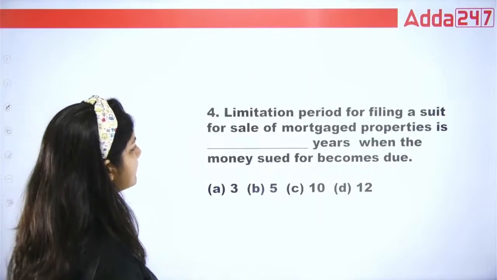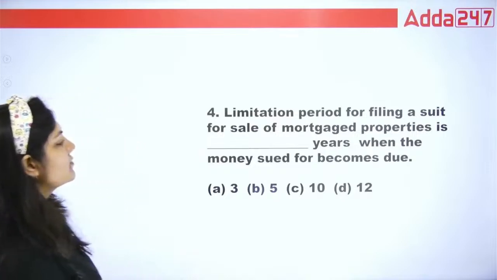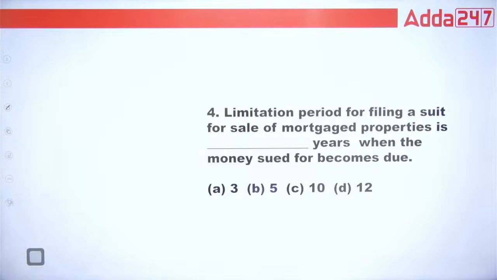Limitation period for filing a suit for sale of mortgaged property is dash years when the money becomes due. 3, 5, 10, 12. Okay, so this is 12 here.